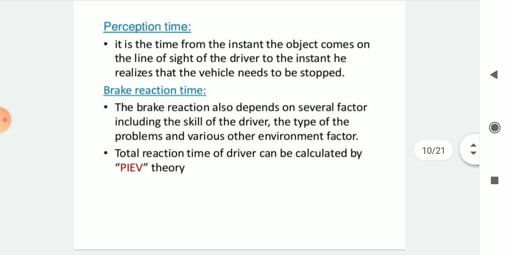What is perception time and what is brake reaction time? Perception time is the time from the instant the object comes on the line of sight of the driver to the instant he realizes that the vehicle needs to be stopped. And second, brake reaction time. The brake reaction time also depends on several factors including the skill of the driver, the type of the problem, and various other environmental factors. The total reaction time of the driver can be calculated by PIEV theory.